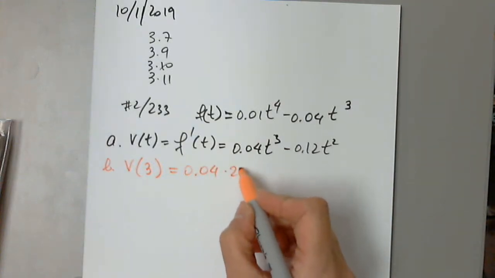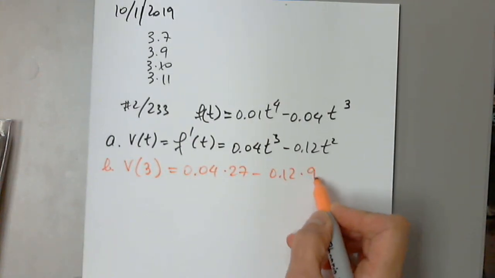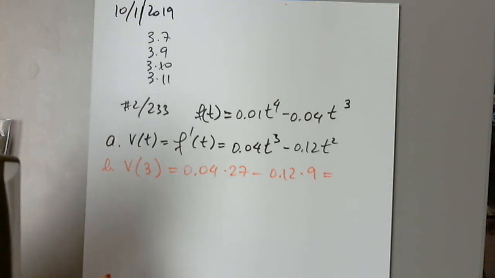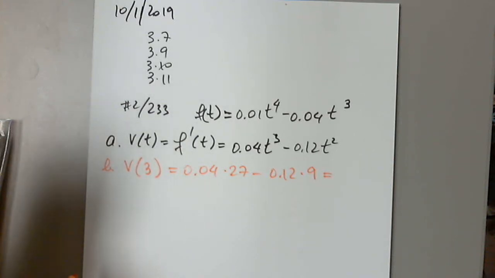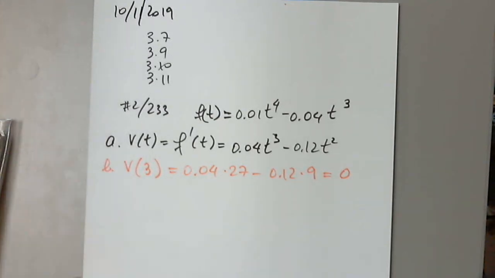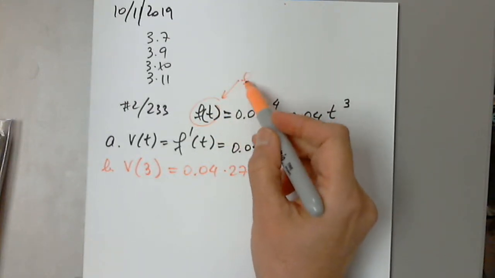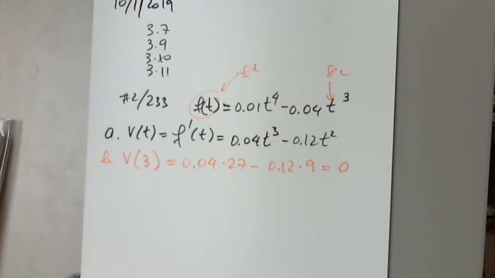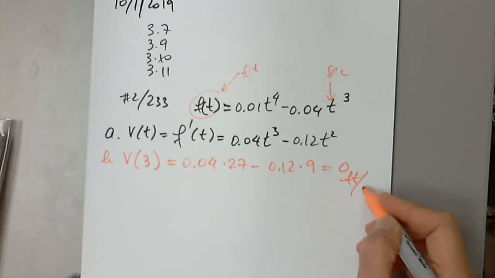0.04 times 27 minus 0.12 times 9. So 0.04 times 27 and minus 0.12 times 9. Oh, I got 0. Measurement unit for the velocity, knowing that this is measured in feet and time is measured in seconds. 0 what? Very good, of course.